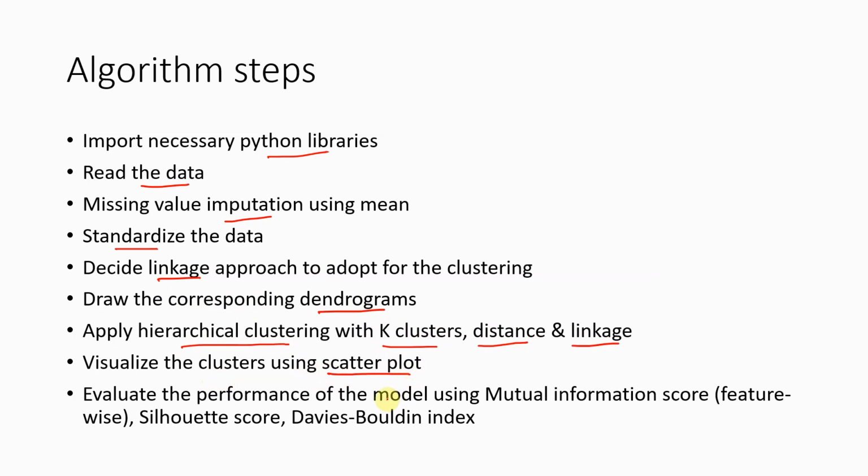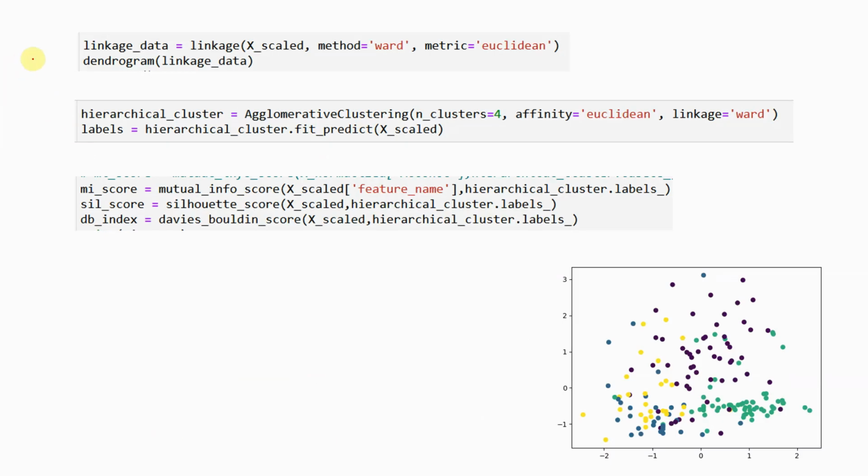The performance of the clustering algorithms is measured using three performance metrics: mutual information score, Silhouette score and the Davies-Bouldin index. And this is the corresponding Python code to implement hierarchical clustering. First we have to read the data. Next we do the imputation. Then standardize the data. After standardizing, we decide the linkage criteria. We can pass different linkage criteria and also different metrics like Euclidean distance, Manhattan distance, cosine similarity in the linkage. And once the linkage is formed, we can display the dendrogram for the corresponding linkage data.